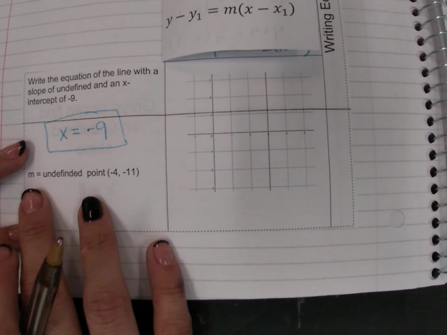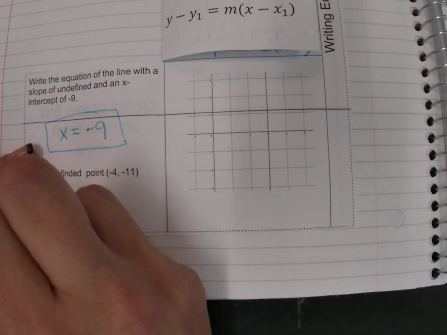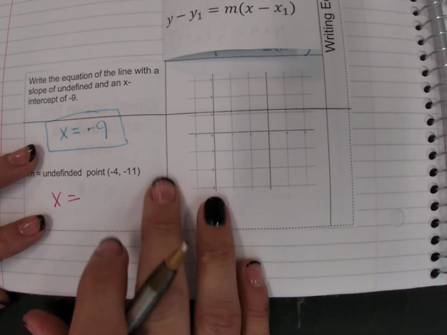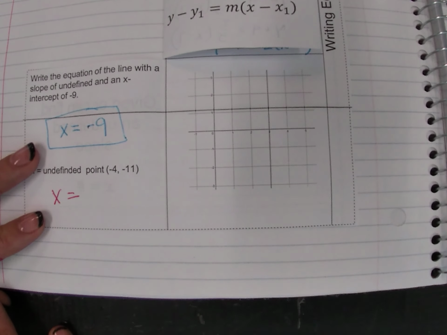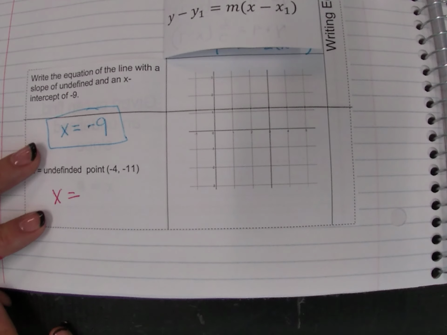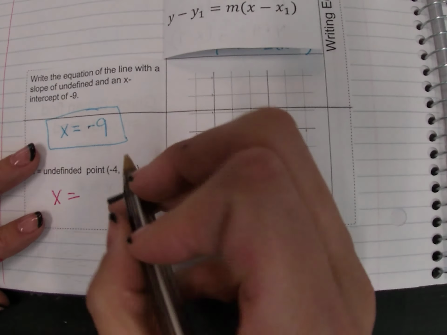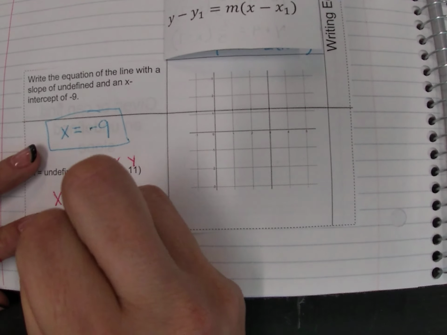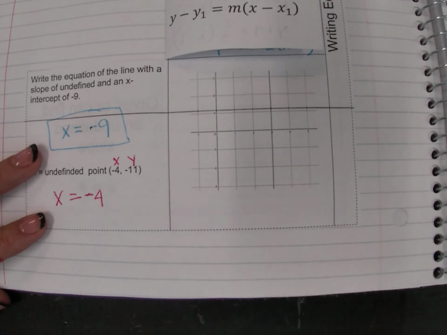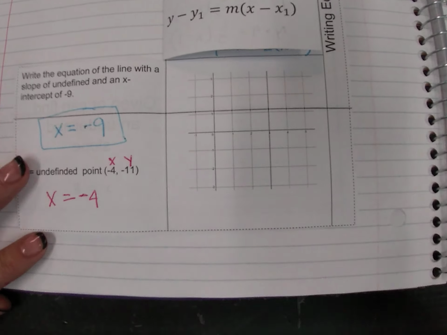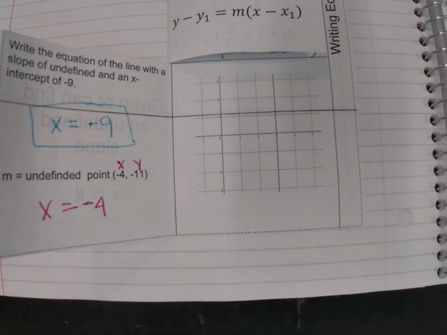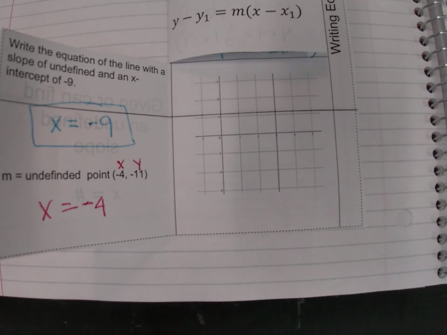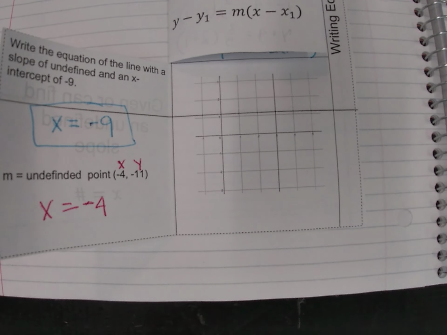Okay, on our second one, we are told that m is undefined. So we're automatically writing down x equals. But now we are given a point. So we have to decide which one of those values is representing the x value, right? An ordered pair is always x comma y. So our x value would be negative 4. We would get x equals negative 4. That 11 doesn't tell us anything about the equation of the line. It just tells us a point that would fall on the line if we were to graph it.